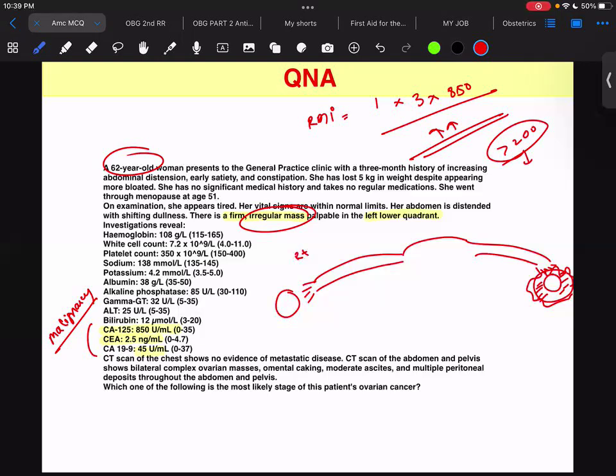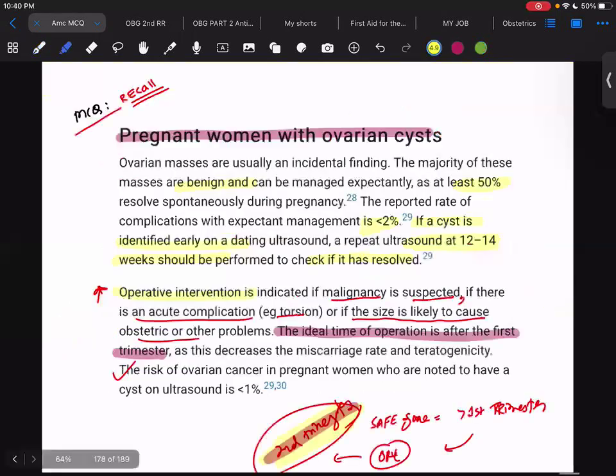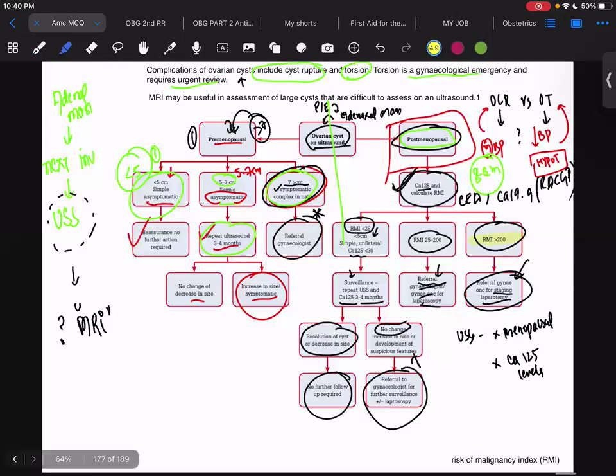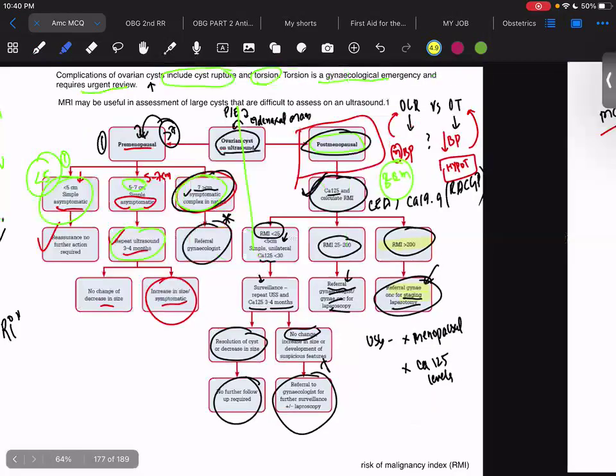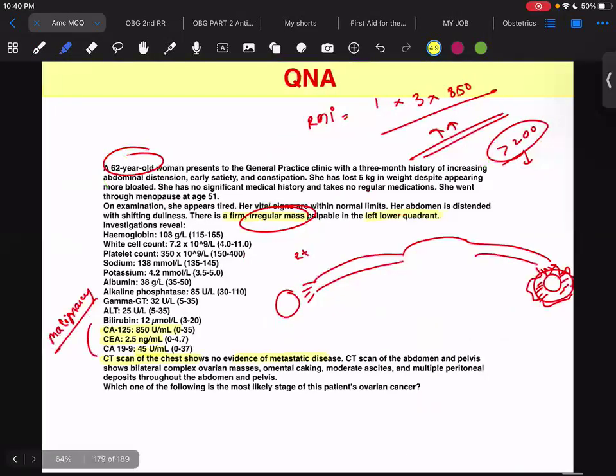But they're not asking about this. They are saying that we went for the CT scan of the chest, which shows no evidence of metastatic disease, because as you remember, every patient with an RMI of more than 200, we refer and go for staging. So that's what they have already done. They went for a CT of the abdomen and pelvis, which shows a bilateral complex ovarian mass. Omental caking is there.